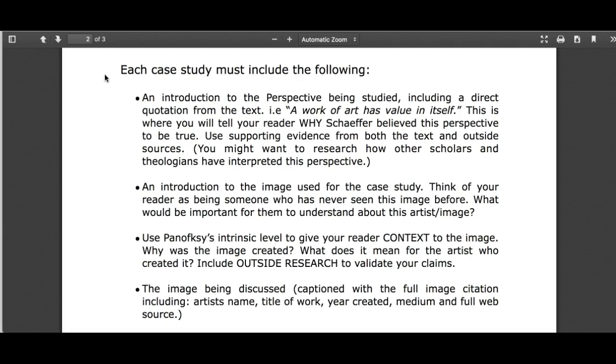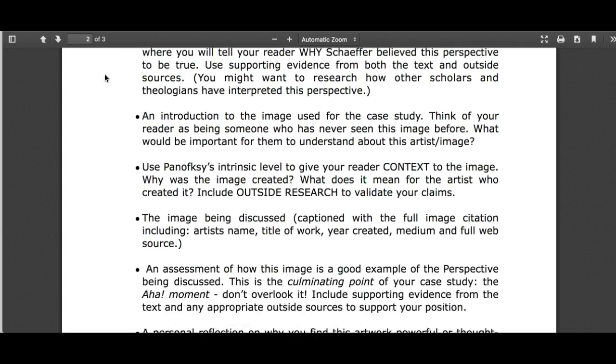This is where you will tell your reader why Schaeffer believed this perspective to be true. Use supporting evidence from both the text and outside sources. You might want to research how other scholars and theologians have interpreted this perspective.